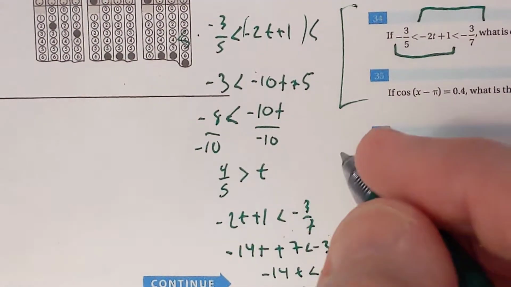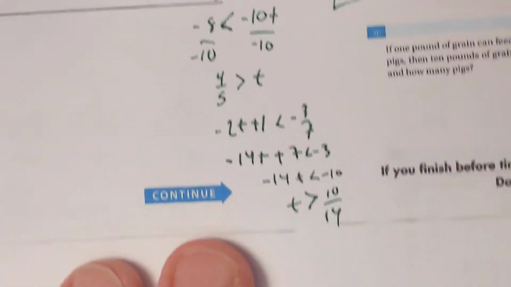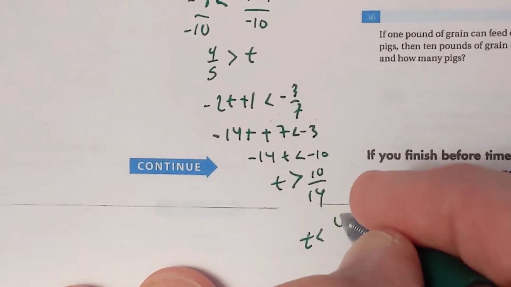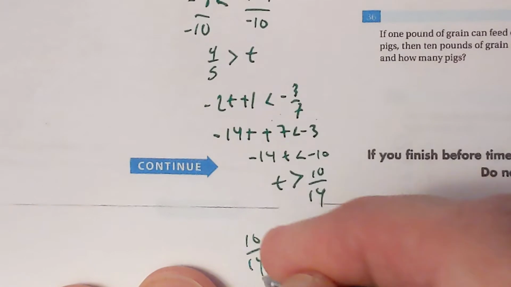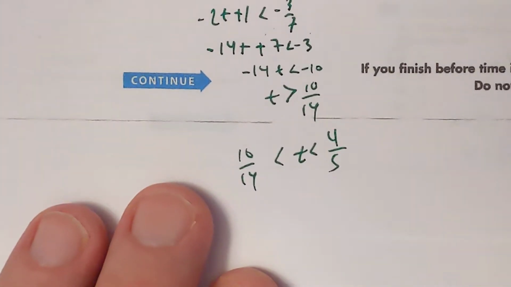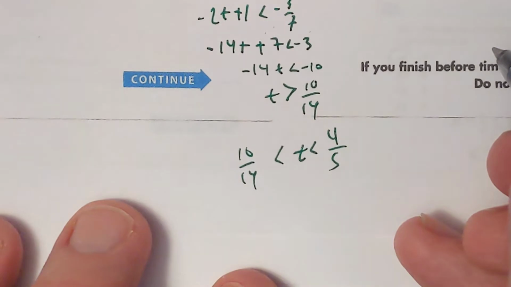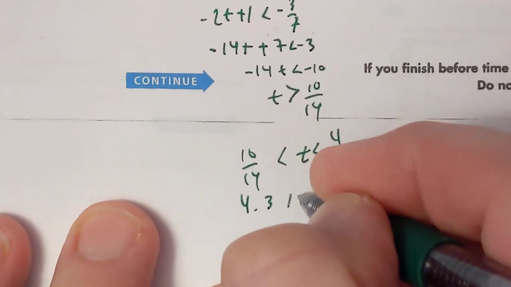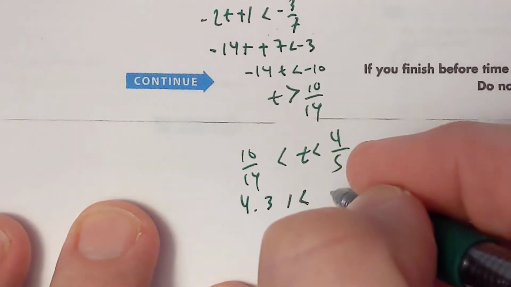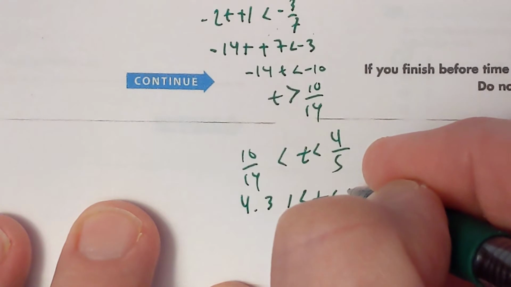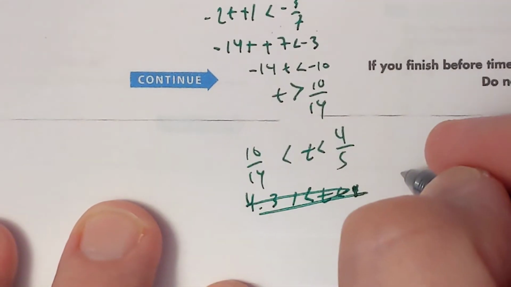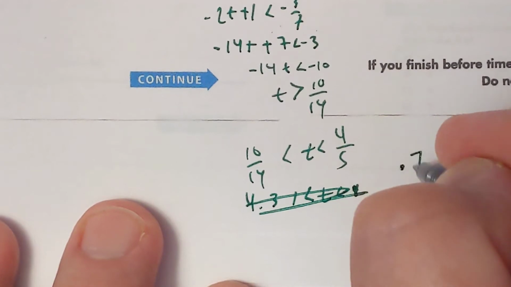So you get t is less than 4/5, and you've got t is greater than, oh man, I did it again. Okay. So now I know that t is less than 4/5 and greater than 10 over 14. Okay, so if you convert these to decimals, sorry, I gotta flip because I did this already. You get t is 0.7143.